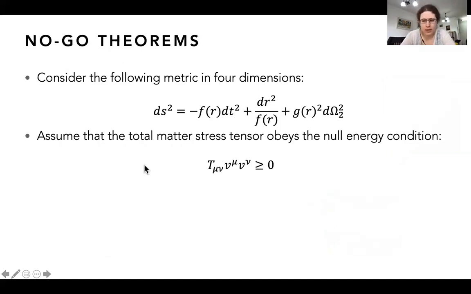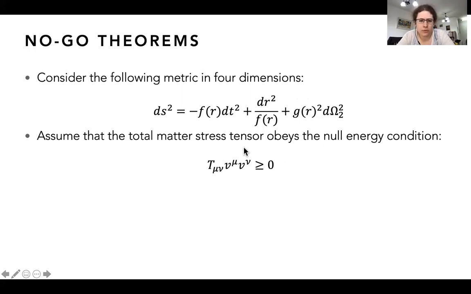But it turns out that that's extremely difficult. Why is that difficult? There are some no-go theorems that I will describe now. But of course, I will also describe how to bypass them. The no-go theorems usually go like that. They say, let's consider a metric with a blackening factor f of r and some size of the sphere, g of r, and assume that the total matter stress tensor obeys the null energy condition.